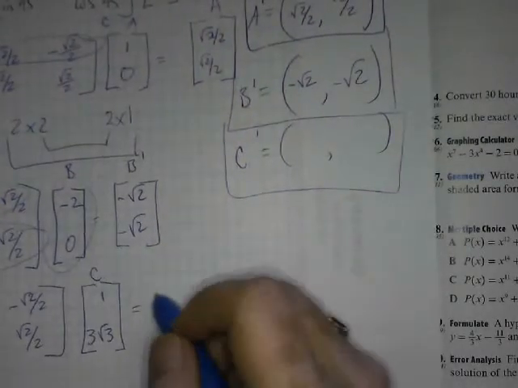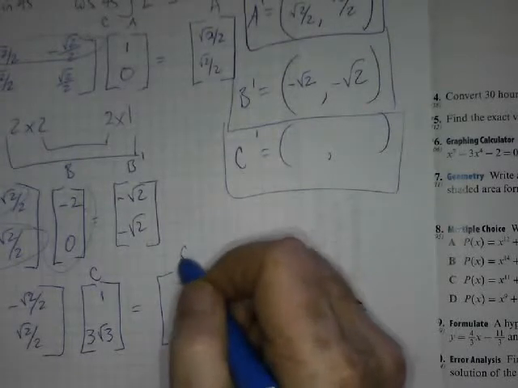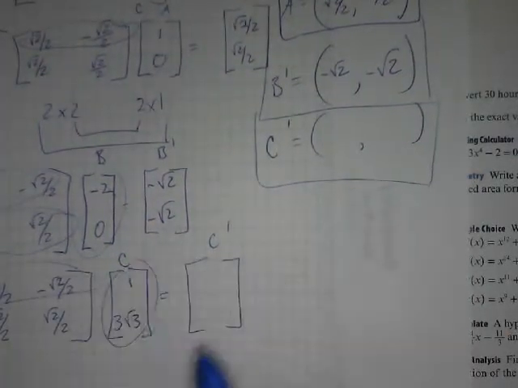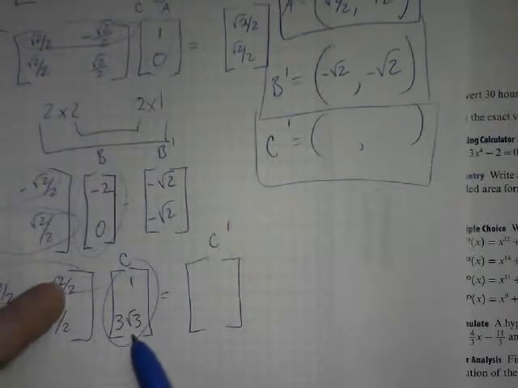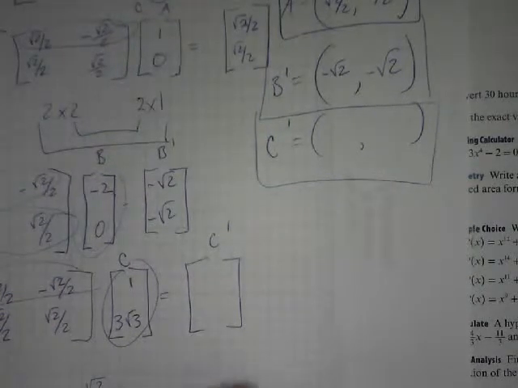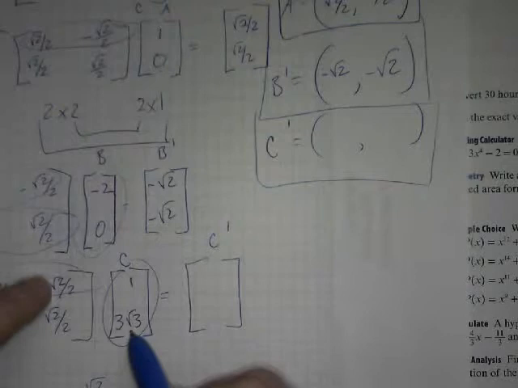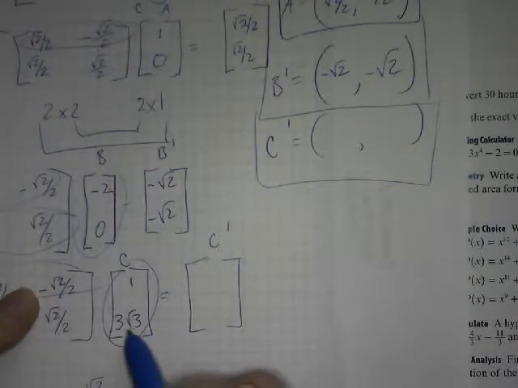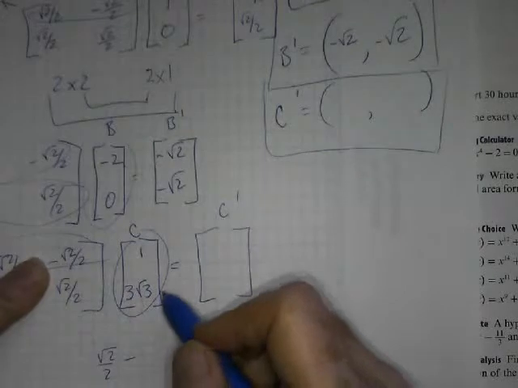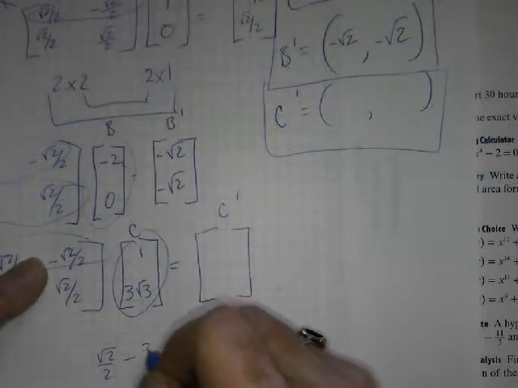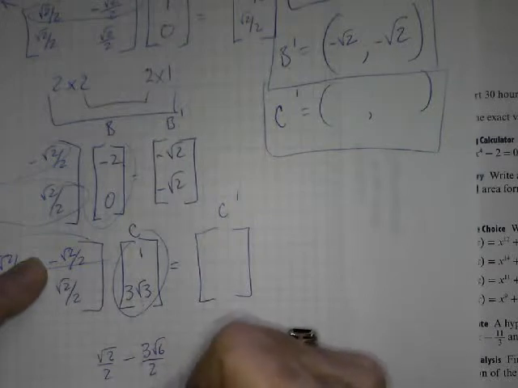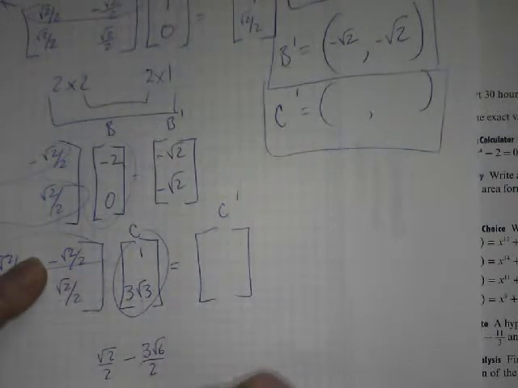And so I'm going to get C prime. Okay, root 2 over 2 times 1 is root 2 over 2. Plus, I'm going to have to write this down. Plus, whatever this times this is. Well, it's going to give me a minus sign. Let's see, that's going to be 3 root 6 over 2. Okay, so that's root 2 minus 3 root 6 all over 2.